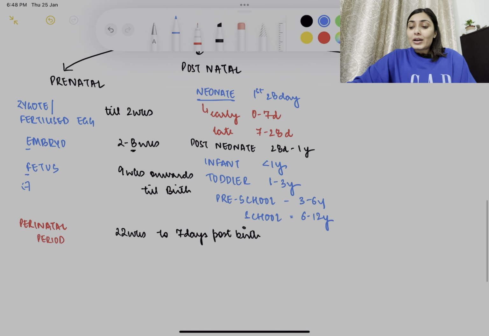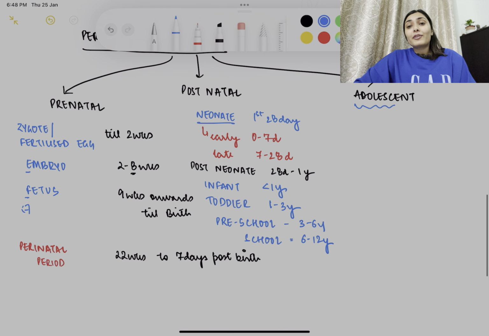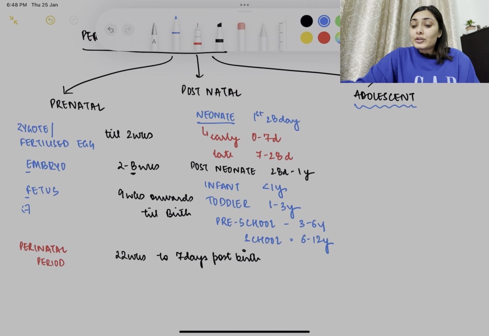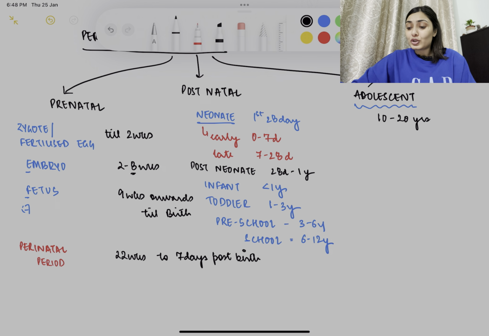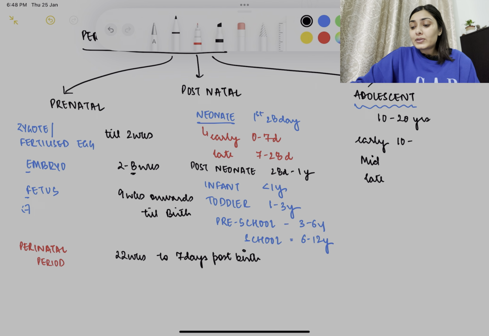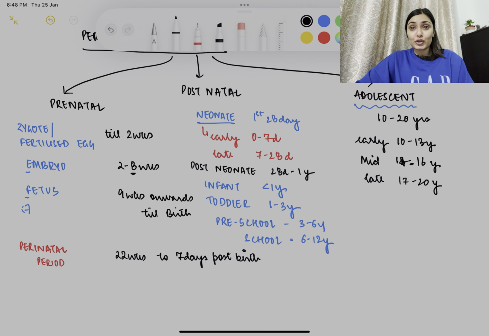Now coming to the adolescent phase. This adolescent phase, according to the new Ghai edition, is termed as 10 to 20 years of age. Further, it can be divided into early adolescence, mid adolescence, and late adolescence. Early is 10 to 13 years. Mid is 13 or 14 to 16 years. And lastly, late is 17 to 20 years of age.